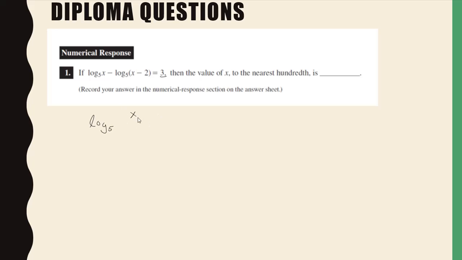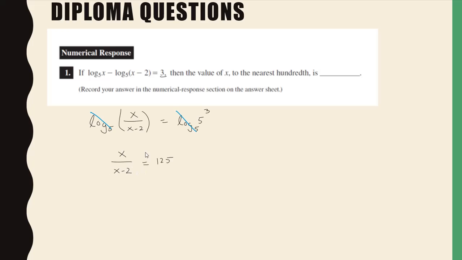It's going to be x over x minus 2, so that's our quotient law. Then here, we need to make sure it has a base of 5. We want the answer to this to be 3, so that's going to be our exponent, and then the base of our power will be 5, so that these match. Now that we have both sides with log 5, we can cancel out the logs, and we're left with x over x minus 2 equals 5 cubed, which is 125.